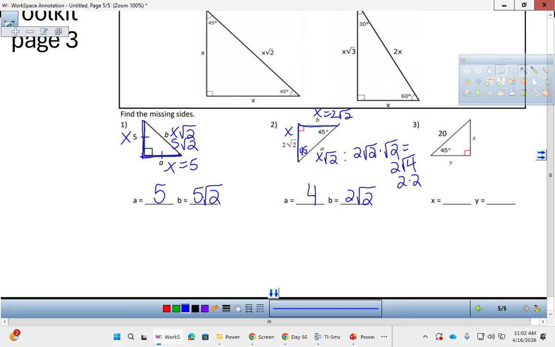X root 2. Alright, so find your right angle. Across from it is x root 2. So the 20 is in the x root 2 spot. So I can solve for the side lengths, which are x, by solving this equation. 20 is equal to the x root 2 spot, because it's across from the 90-degree angle. How do I solve that? Divide by root 2.